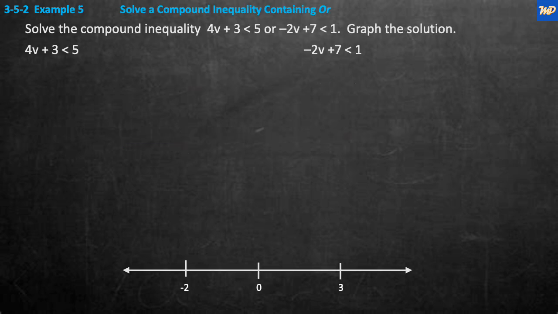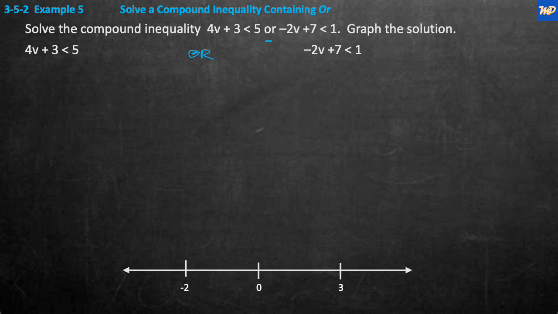Okay, example 5, solve a compound inequality containing or. So now we have the compound inequality right here. Let's read it. It says 4v plus 3 is less than 5, or negative 2v plus 7 is less than 1. The first thing we're going to do is solve these like we would an equation, right? And they're going to have an or in the middle, because it says or. So we're going to solve the one on the left for v.